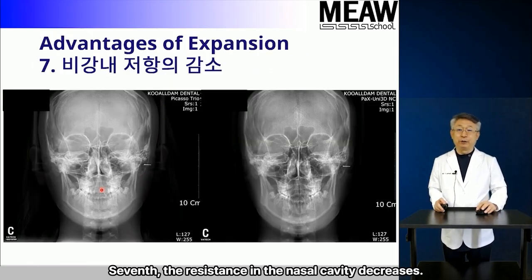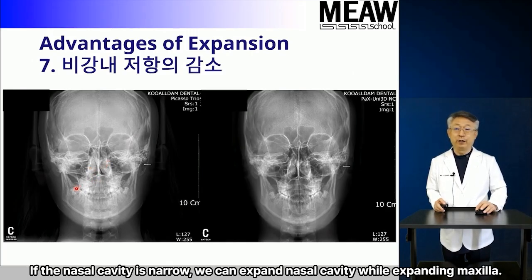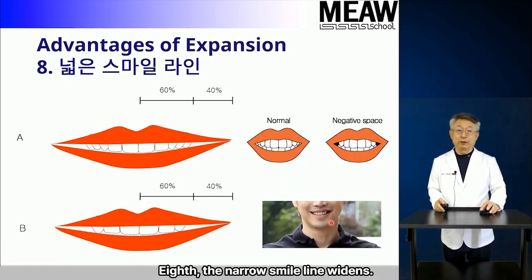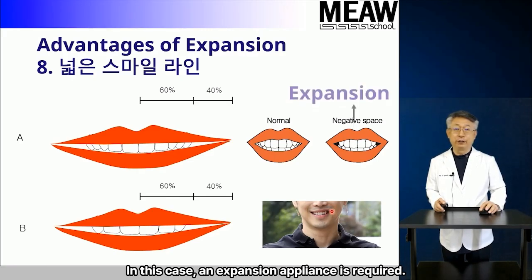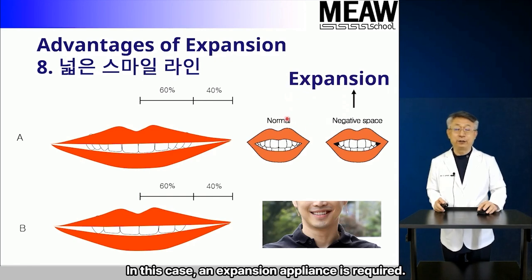Seventh, the resistance in the nasal cavity decreases. If the nasal cavity is narrow, we can expand the nasal cavity while expanding the maxilla. Eighth, the narrow smile line widens. If a patient has a negative space while smiling, he/she will be unesthetic. In this case, an expansion appliance is required.